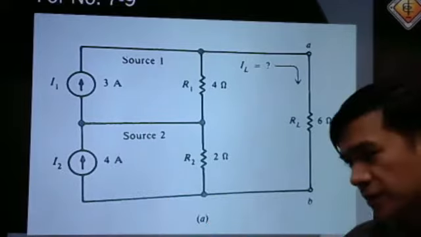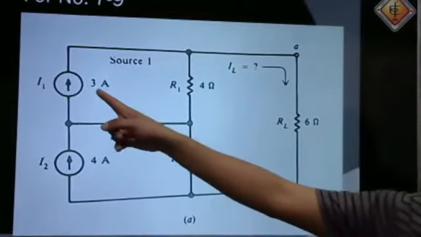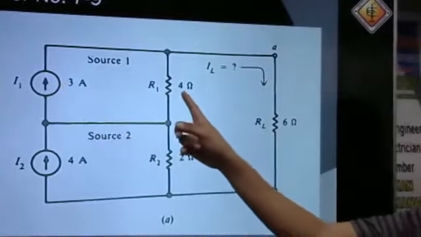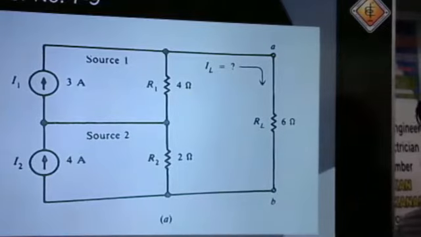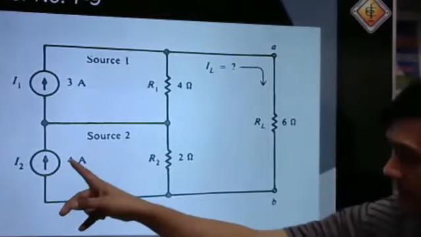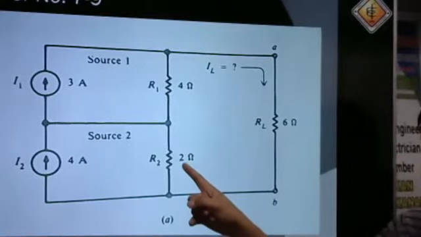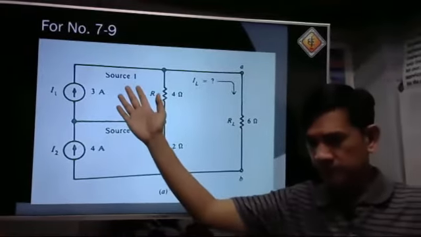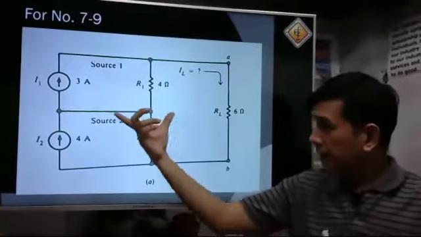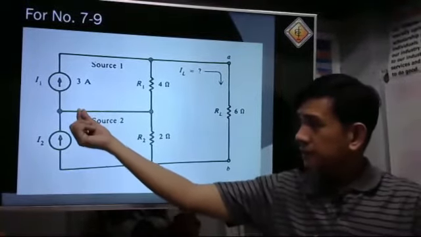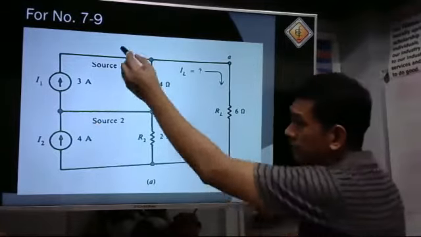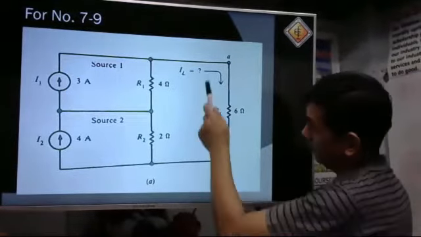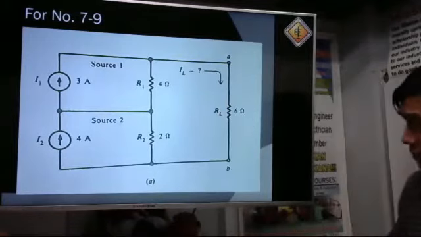Okay, let us continue. Here we are given a 3 ampere I1 independent current source in parallel with the 4 ohm resistor. And we have I sub 2, 4 ampere, also in parallel with the 2 ohm resistor. So basically we have two Norton's equivalent circuits, the upper circuit and the lower circuit. They are just connected in parallel here. So we can have this portion first, then this another portion. Then we have here our 6 ohm load resistor.